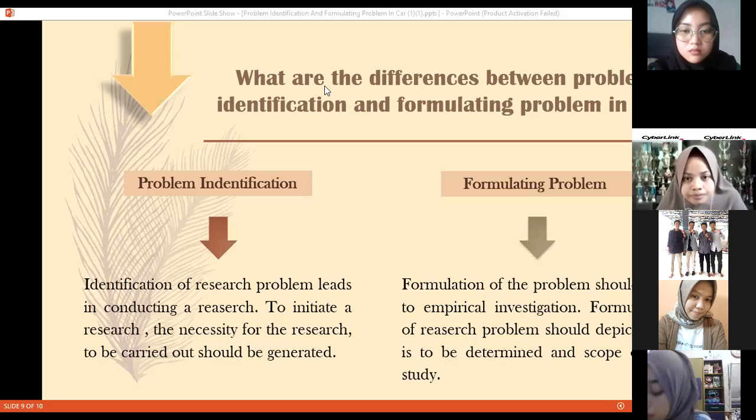And formulating the problem should lead to empirical investigation. Formulating a research problem should depict what is to be determined and the scope of the study. It also involves a concept definition and questions to be asked. The objective of the present paper highlights the above stated issues.